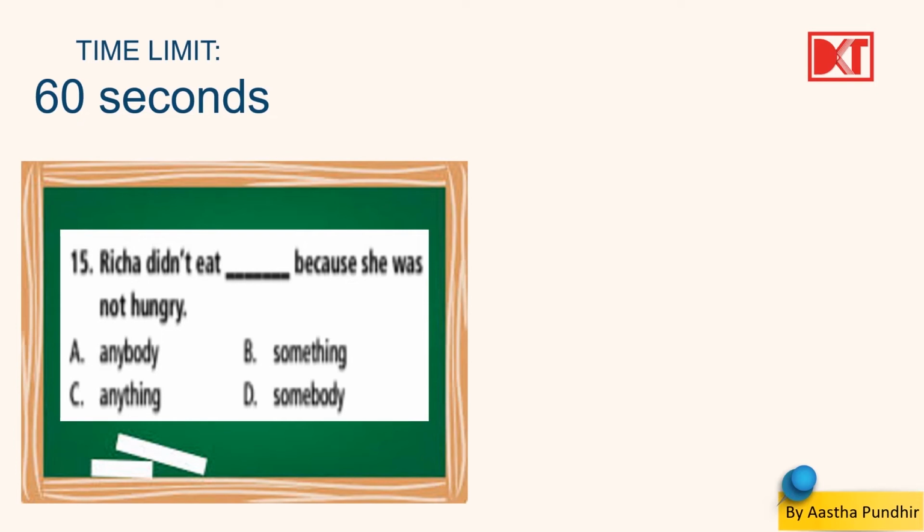Richa didn't eat dash because she was not hungry. Didn't eat anybody, didn't eat something, didn't eat anything, or didn't eat somebody. Okay, so Richa didn't eat anything. You have to give a negative outlook, so did not eat anything. Assuming that Richa is not a cannibal and she doesn't eat humans, that's why we use anything. Richa didn't eat anything because she was not hungry.